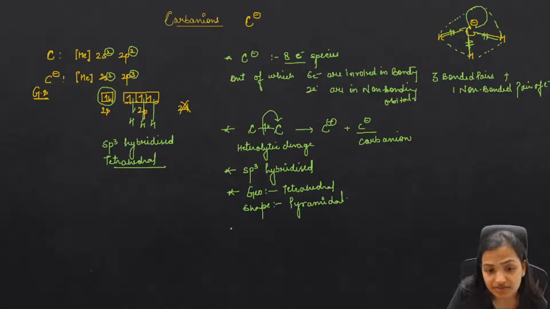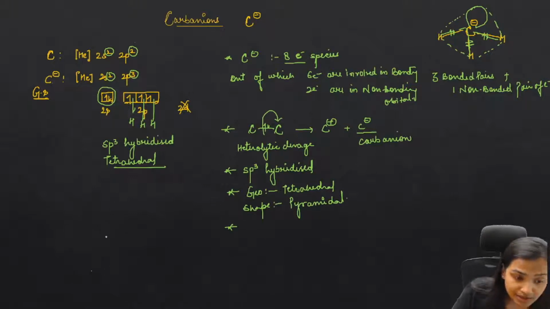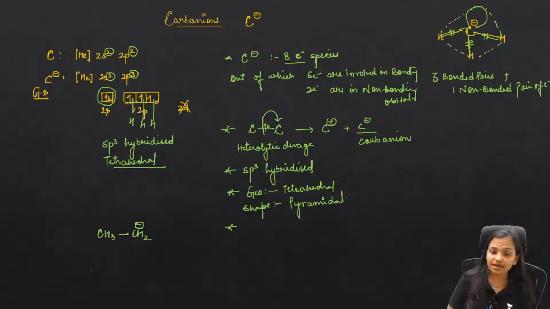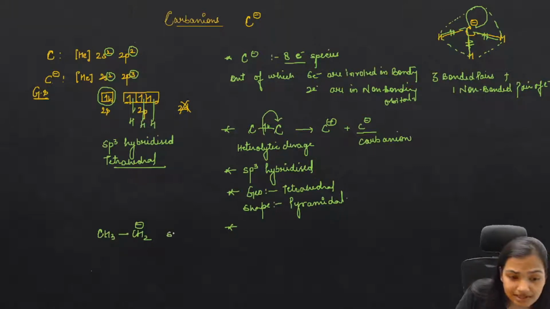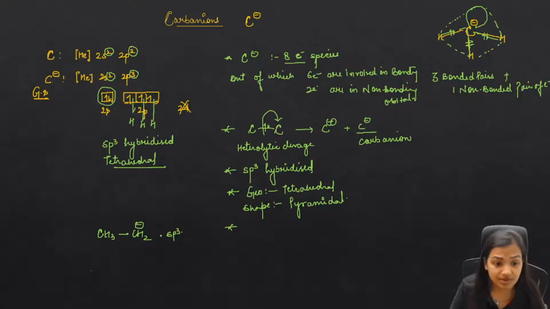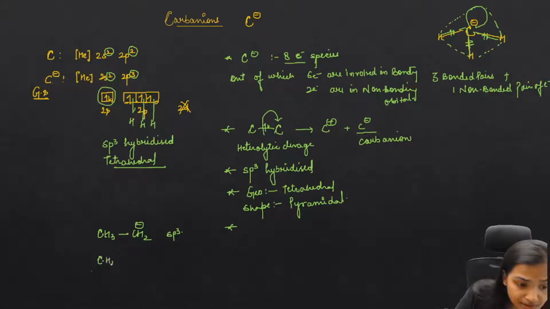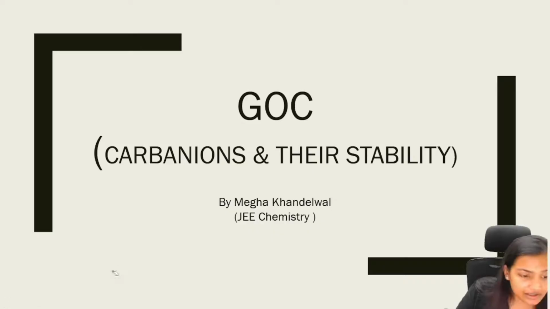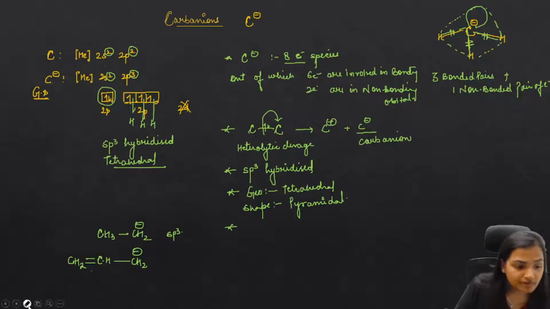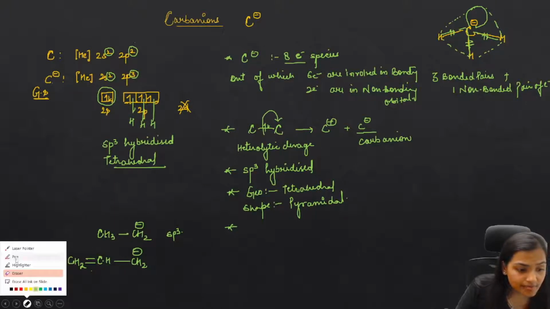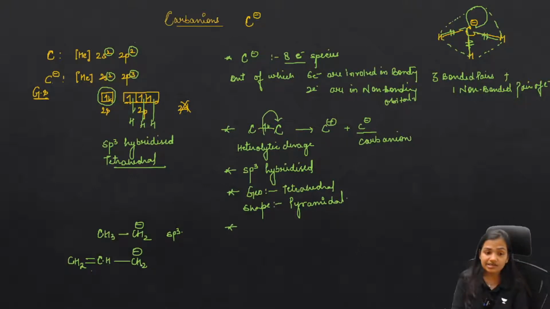Now guys, there is one more thing that we need to know. A carbanion could be something like CH3CH2 negative. If this is a carbanion, I will say that yes, this is sp3 hybridized. But if we have a carbanion which is CH2 double bond CH single bond CH2 negative, let me remove this one hydrogen from here. Now if we look at this particular molecule, this is CH2=CH-CH2 negative.